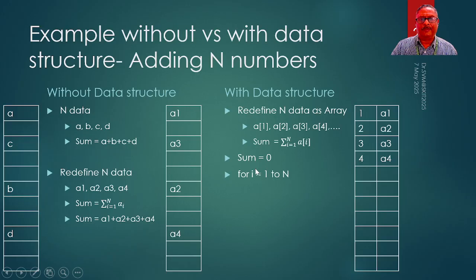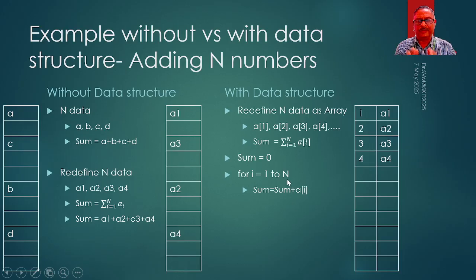sum equal to 0. Then let me put a loop from I saying from 1 to n. And then to this sum, I keep on adding A of 1, then A of 2, then A of 3, then A of 4. So I just keep on doing this. So with this logic, if n is 10, it is going to add A1 to A10. If n is 100, then the same three lines are going to add all 100 numbers.